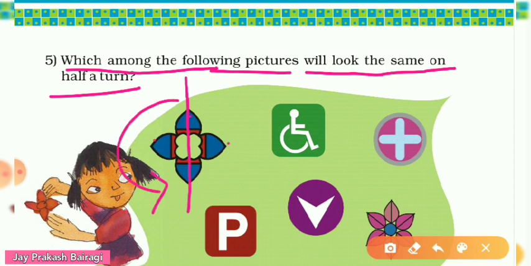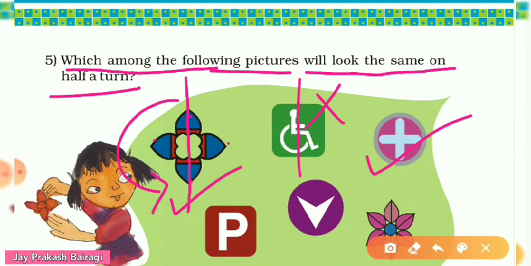So all sides have the same type of design. So the first one is the answer. Second, if you divide this picture in half, you can see that it is not equal and its half turn will not look the same. Third will look the same.